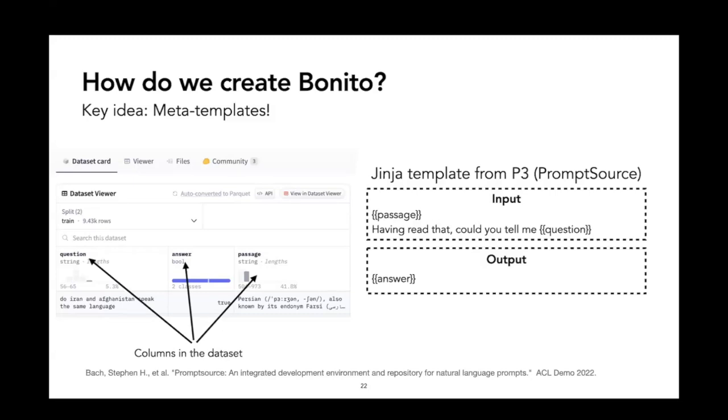Prior to this work, we created a repository called PromptSource, or P3, where we annotated multiple Jinja templates for several datasets on Hugging Face and elsewhere. Now in this Jinja template, we have the input and the output along with the corresponding columns from the dataset. In this work, we identify all the Jinja templates in P3 that have a passage or reason over a passage.